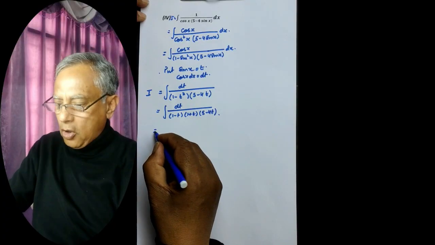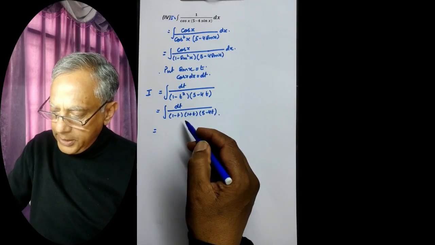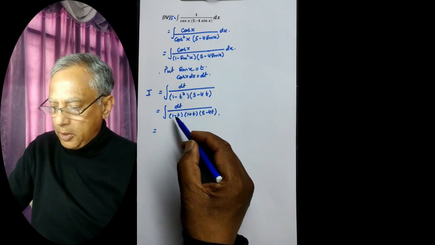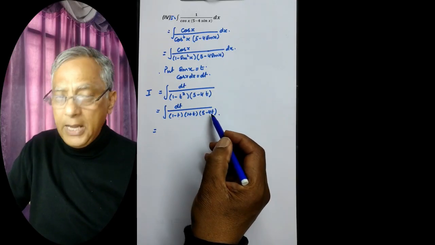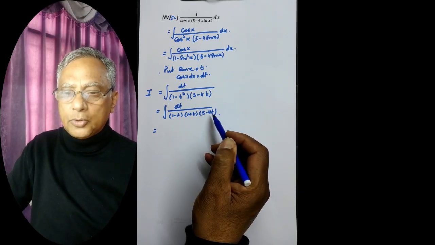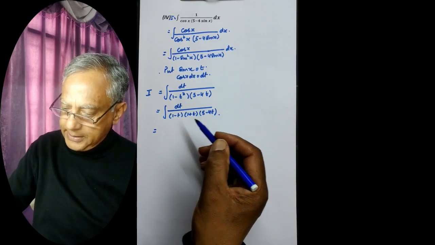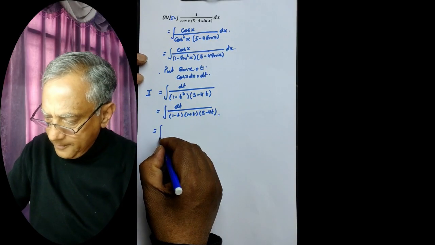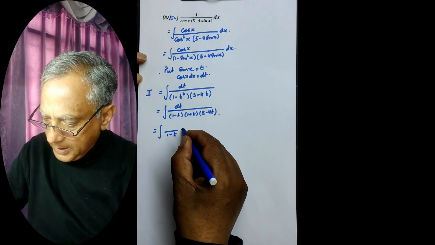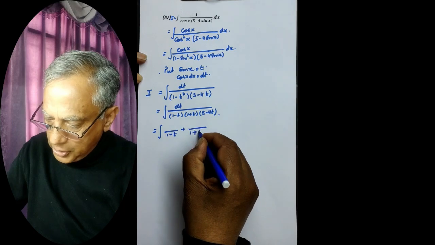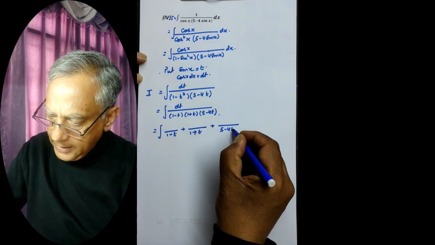Now we have to resolve this into partial fractions, and what we notice is the denominator is the product of only linear factors. So we have a shortcut. So the shortcut is available, and I can directly write this as integral A over 1 minus t plus B over 1 plus t plus C over 5 minus 4 t.